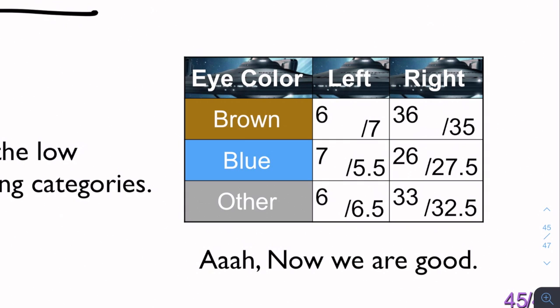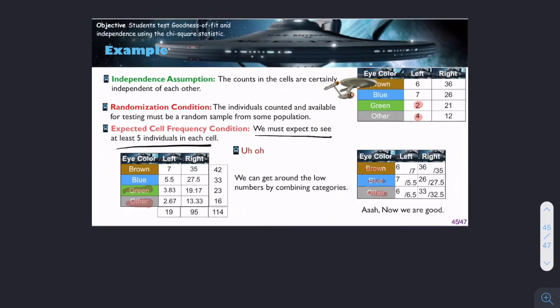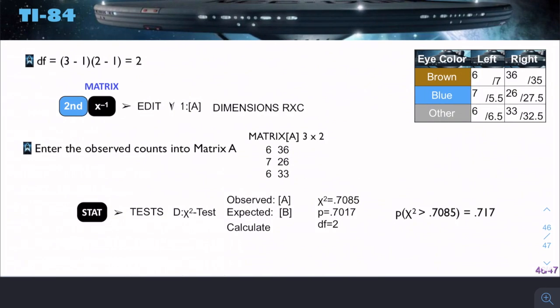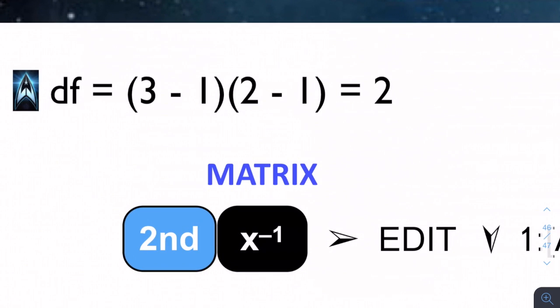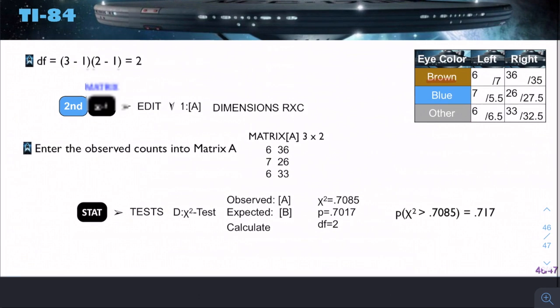And now we see that we have brown eyes, blue eyes, and other. Each of those counts are above 5 for both the observed and the expected. And now we are good to go. So lastly, we have 3 rows and 2 columns. That gives us our degrees of freedom: 3 minus 1 times 2 minus 1 is 2.